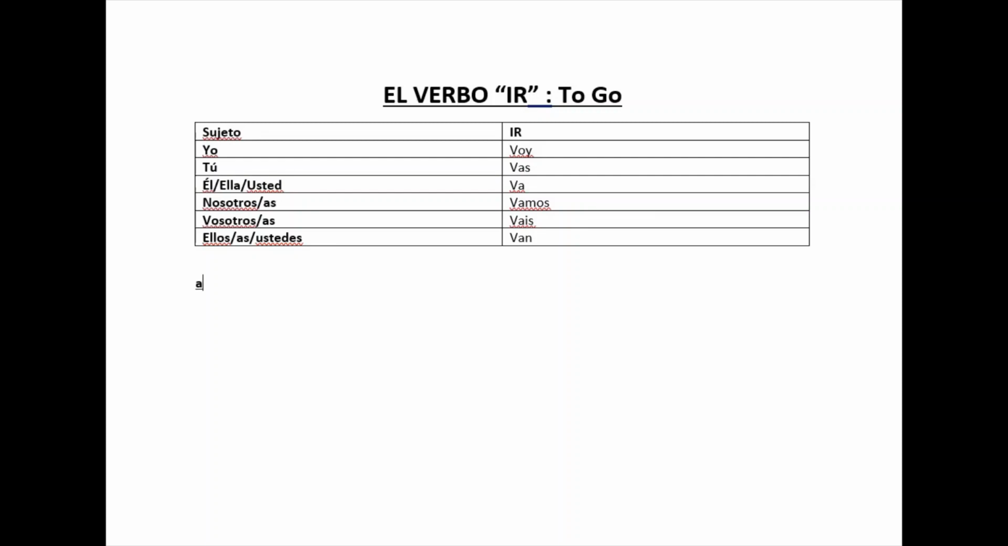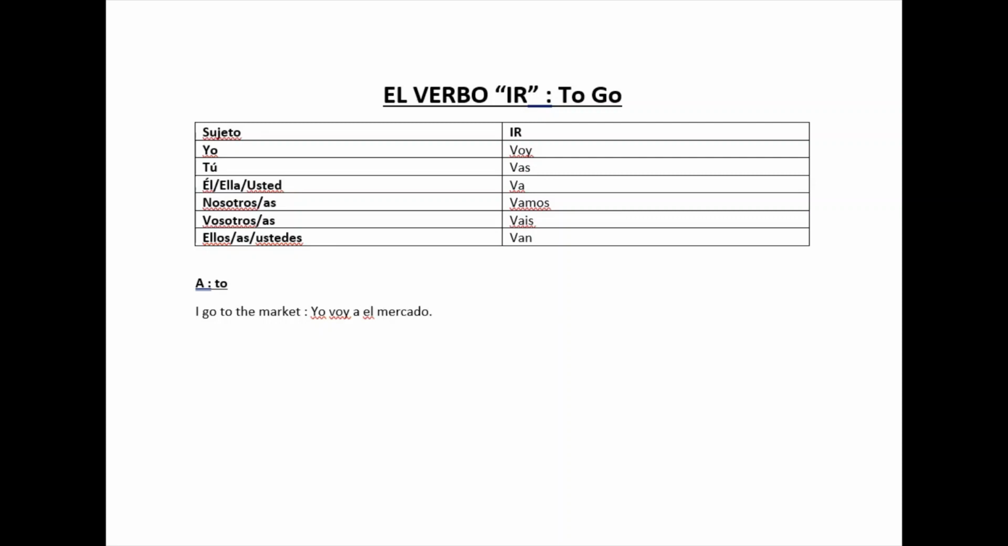The first preposition is a, which means to. So for example, if you go to some place, you always use the preposition a after the verb ir. For example, if I want to say I go to the market, then I will say yo voy a el mercado.